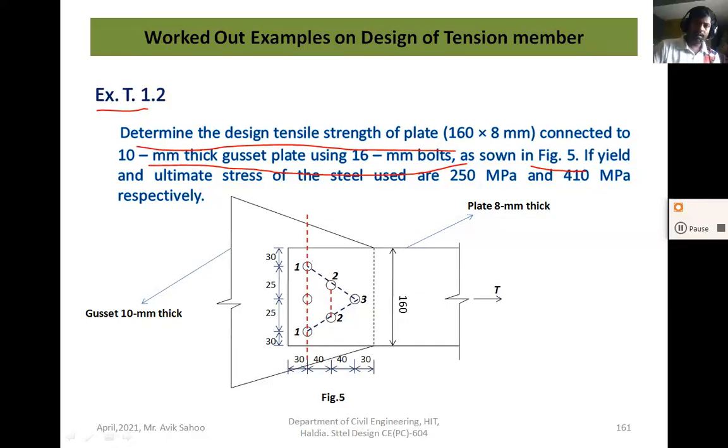Look at this figure 5. The plate is joined on the gusset plate. The gusset plate thickness is 10 mm. The plate thickness is 8 mm. Generally the gusset plate thickness is more than the members joined on it. In this way we choose the gusset plate thickness, so either it is equal to or more than the connecting members.